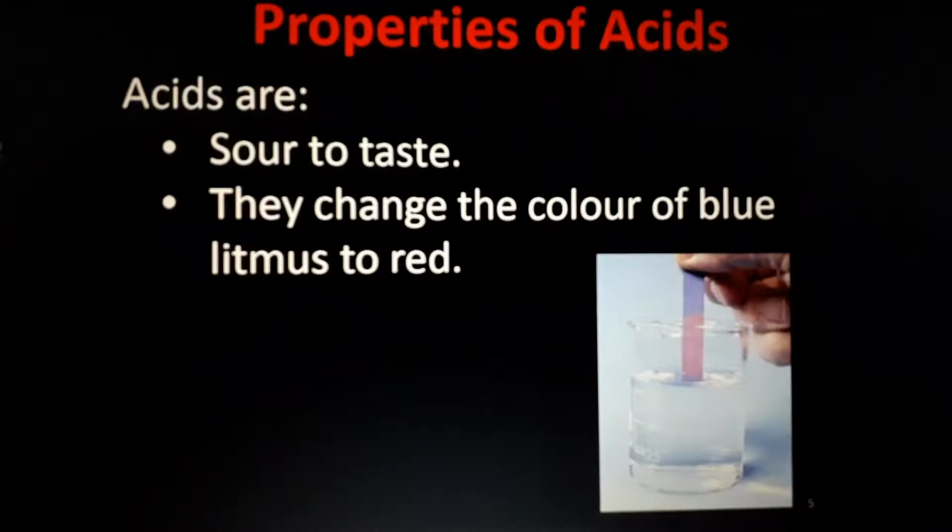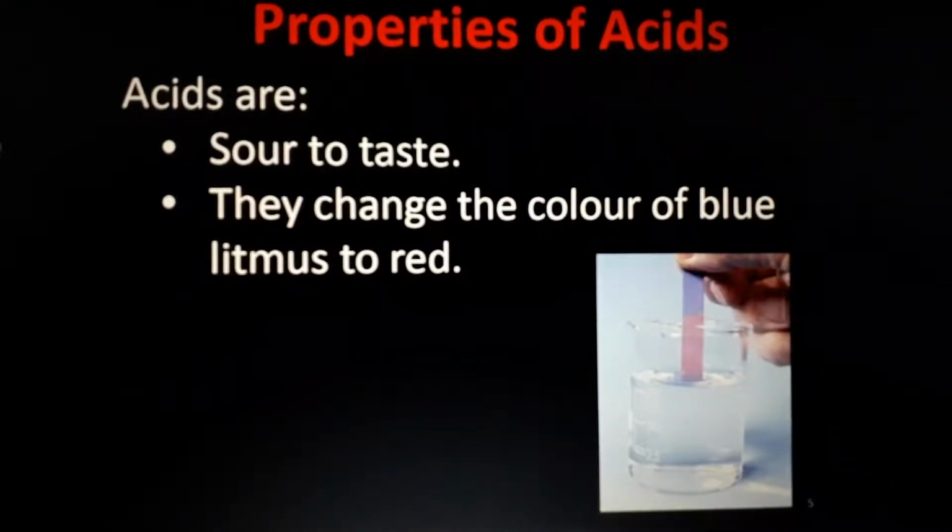If you dip blue litmus paper in acid, its color will become red. Red means actually it is not 100% red. 100% red we cannot say. It is like a pale red, isn't it? Not that much strong red. But if you just see, you can understand.